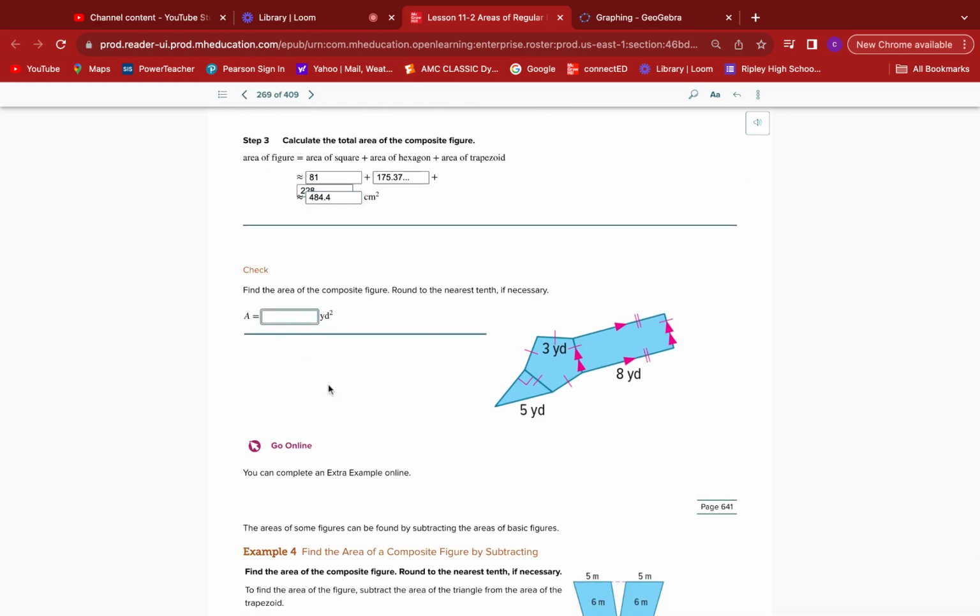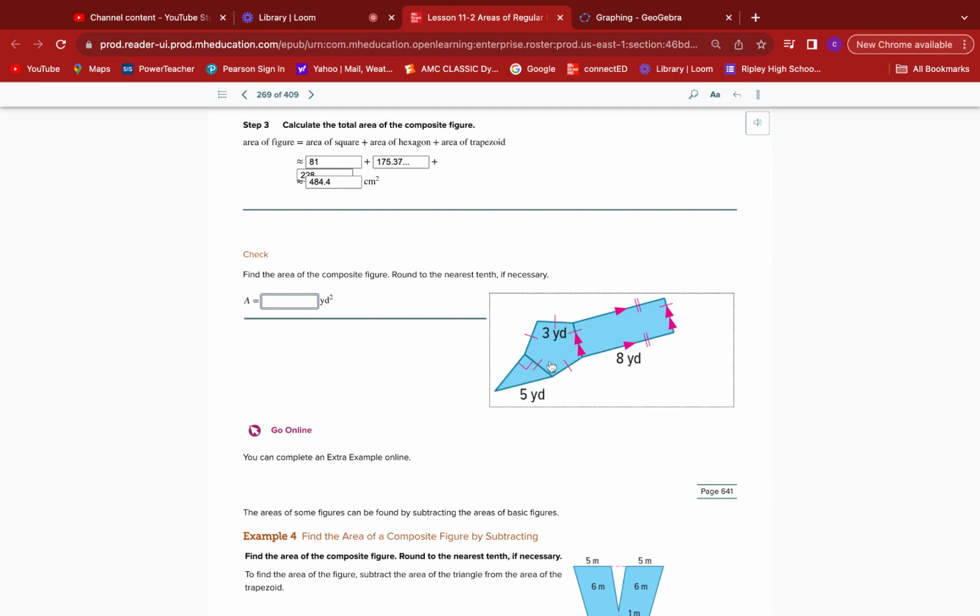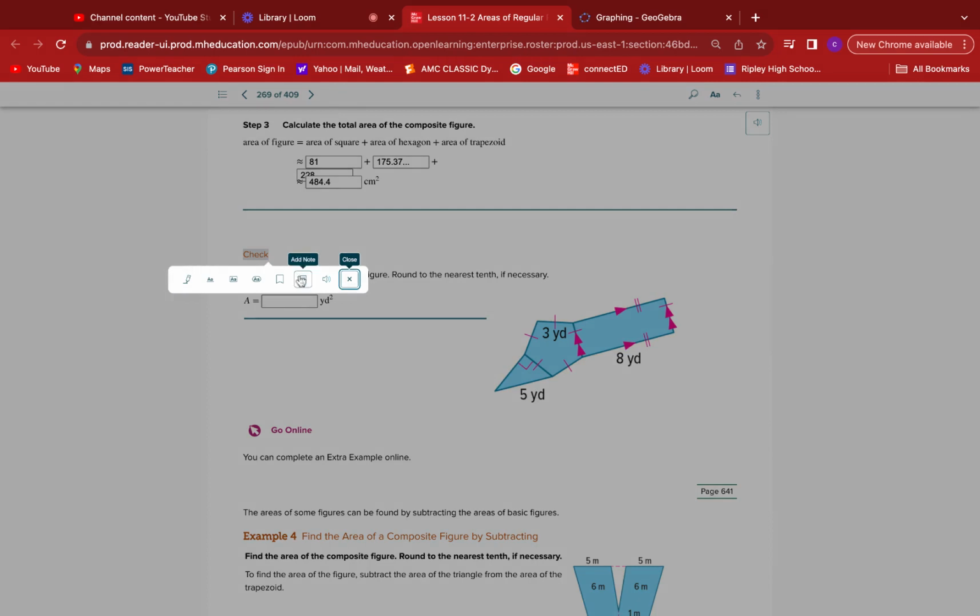All right, let's check. I got a composite figure of a triangle, a pentagon, and it looks like a rectangle. Well, let's see here. The formula for a triangle is 1/2 base times height. Now, the base is 3 because all of these are marked equal. And I'm going to have to find the height. They don't make this one easy, do they? That 5 is the hypotenuse. It is not the height of the triangle. So I have to do 1/2 base times height for the area.